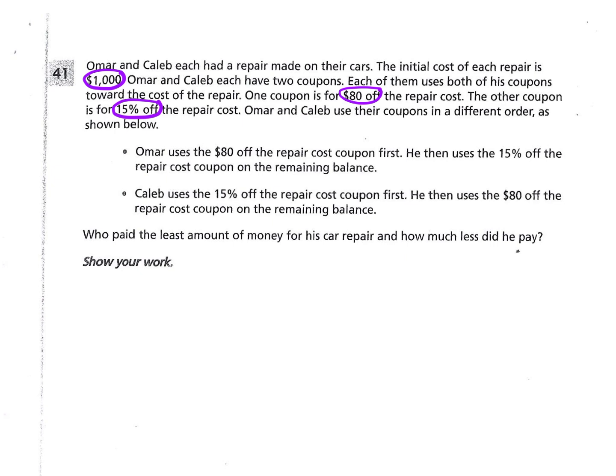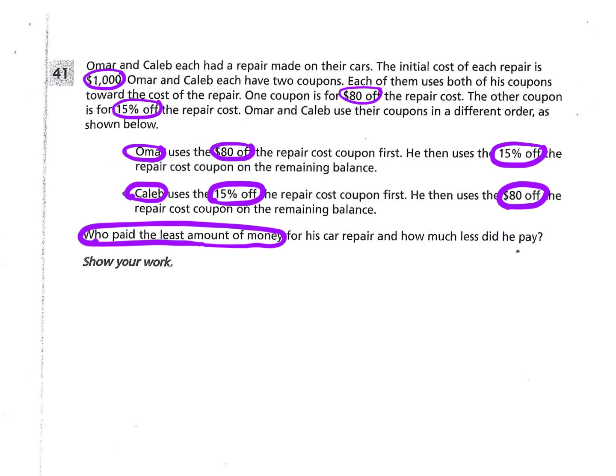Caleb and Omar use their coupons differently, as shown below. Omar first uses the $80 coupon, and secondly, he uses the 15% off on the remaining balance. Caleb first uses the 15% off, and then he uses the $80 off on the remaining balance. Who paid the least amount of money for his repairs, and how much less did he pay? So, we have 2 answers we need to provide.